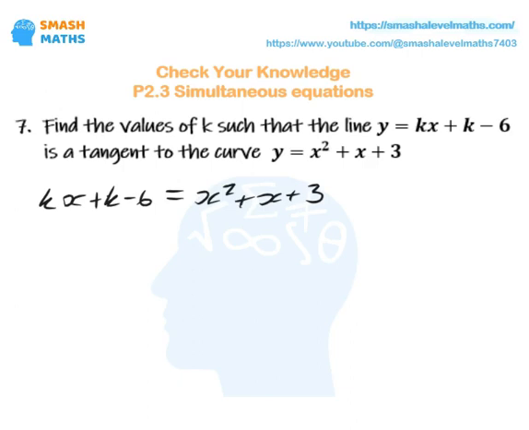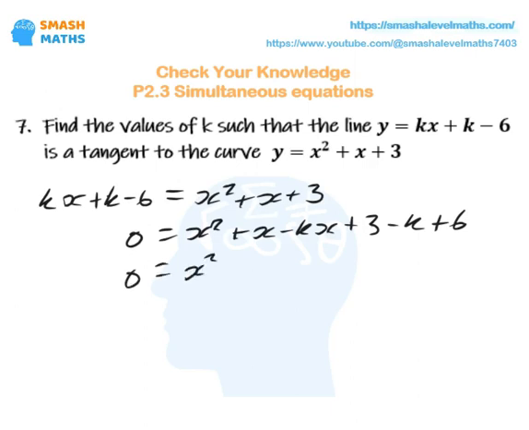What we've got now is a quadratic equation, so let's do the basics with that, which is setting it equal to 0. So we've got x squared plus x minus kx plus 3 minus k plus 6. And a bit of tidying: we've got x squared, nothing much we can do with that, but here we've got our x coefficients, so I can do some factorising there.